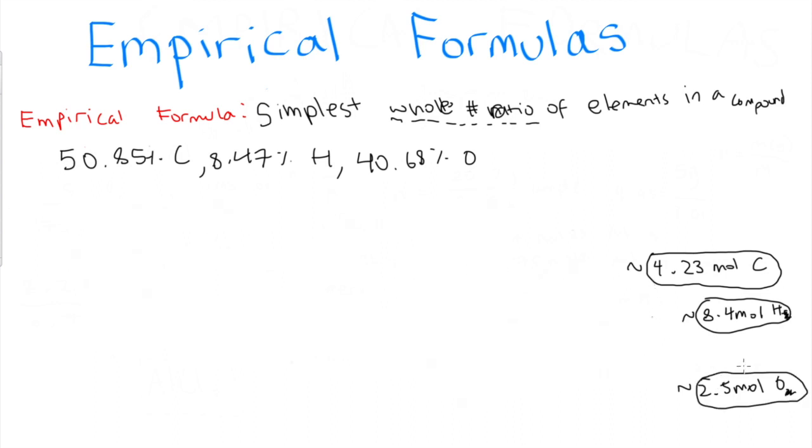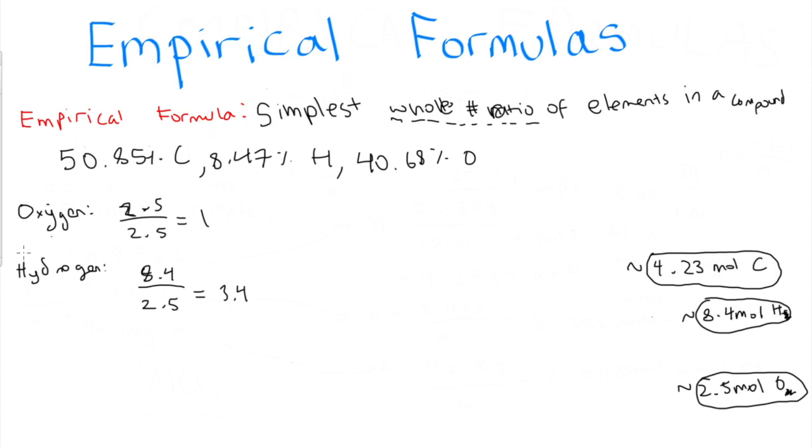Alright, so next, again, we take all the different mole numbers in this compound, and we divide them by the smallest number of moles. It sounds a bit weird, but it makes more sense when you actually practice it. So let's start with oxygen, which has 2.5 moles. It's the smallest amount, so we divide them all by 2.5. That gives us 1. Then we have hydrogen. In this case, we have 8.4 moles of hydrogen divided by 2.5, which gives us 3.4.